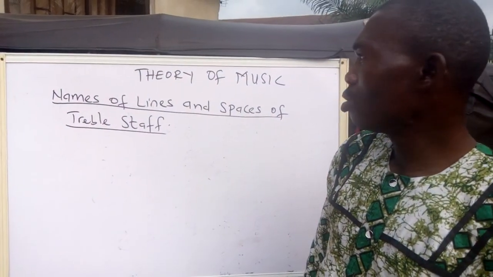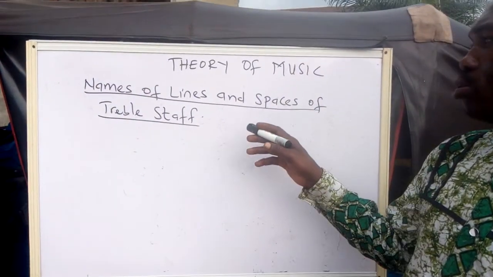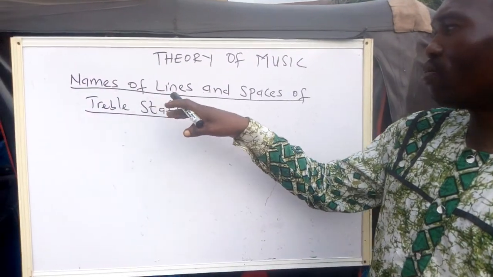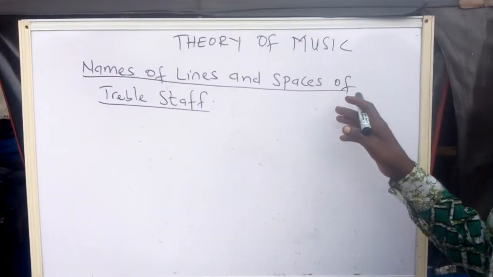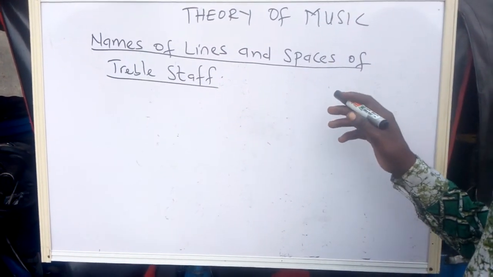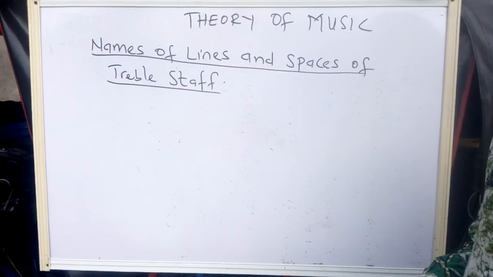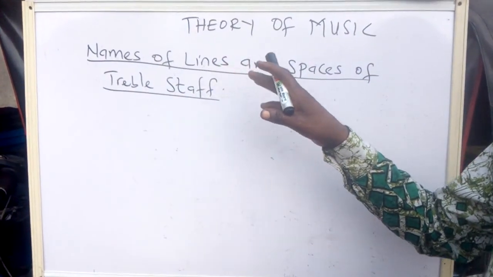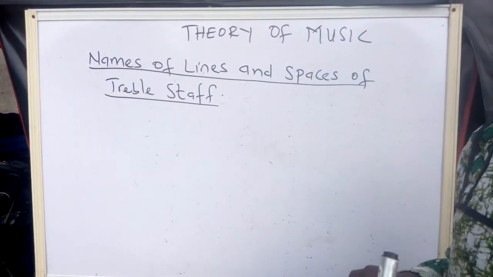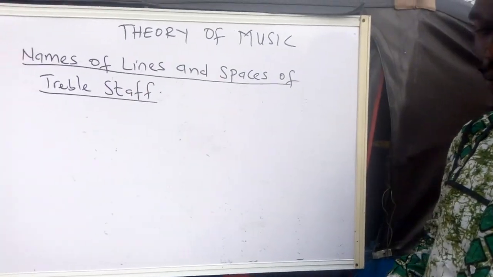Today we are still on theory of music, and the lesson we want to learn today is names of lines and spaces of treble staff. We want to look at the names of lines and spaces of treble staff and that of bass staff. But for now, we are going to consider that of treble staff.